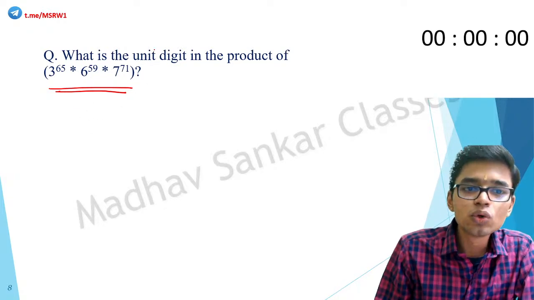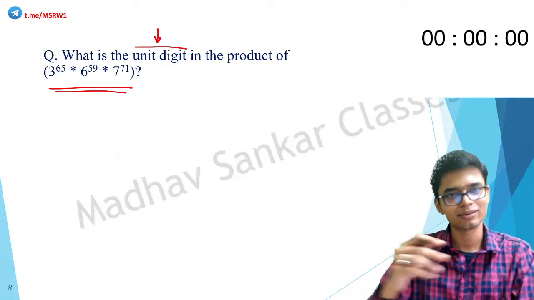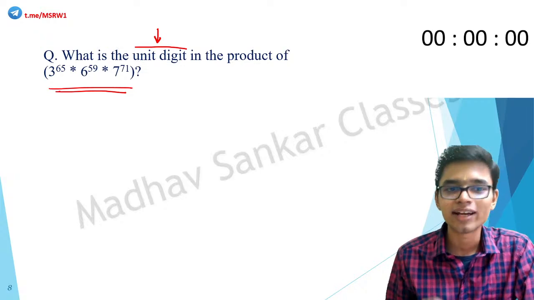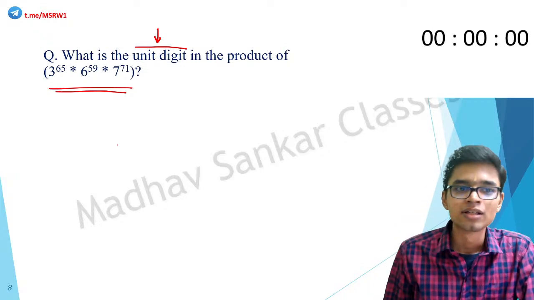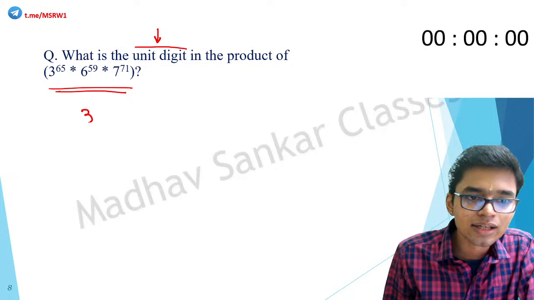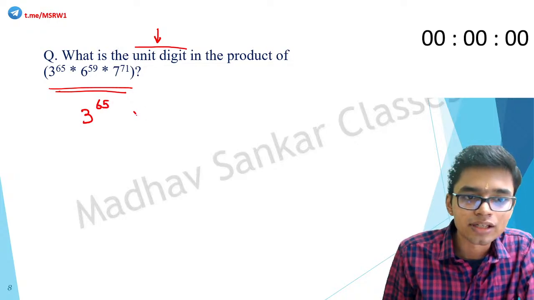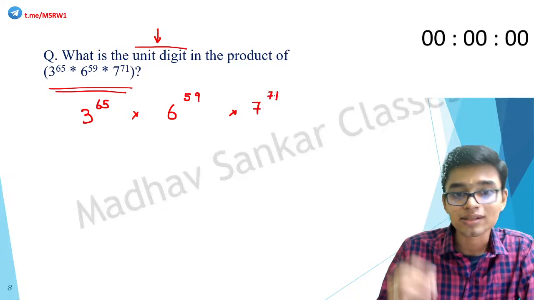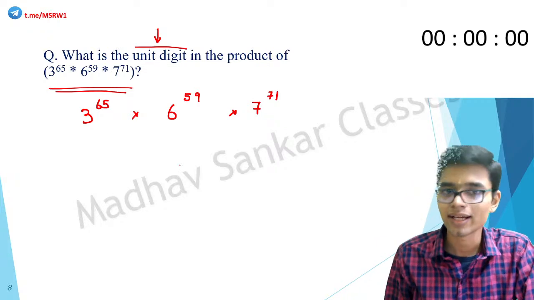So you have to find the unit digit. That is all we need. We do not need the exact answer, which would be at least a page in length. We need to find only the unit digit. So let's rewrite this: 3 raised to 65 into 6 raised to 59 into 7 raised to 71. This is the question. Correct?